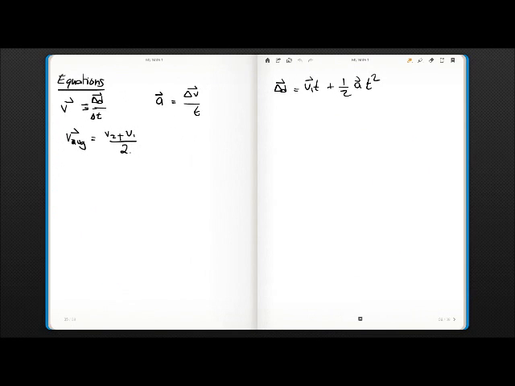So now since we're done with the graphs, let's start with the equations. I've already written some of the equations. This should be familiar. Velocity is displacement over time, acceleration is velocity over time, and average velocity is v2 plus v1 over 2. And this is a different equation. You can derive this equation if you know integration. So it's v1t plus 1 half acceleration times t squared.